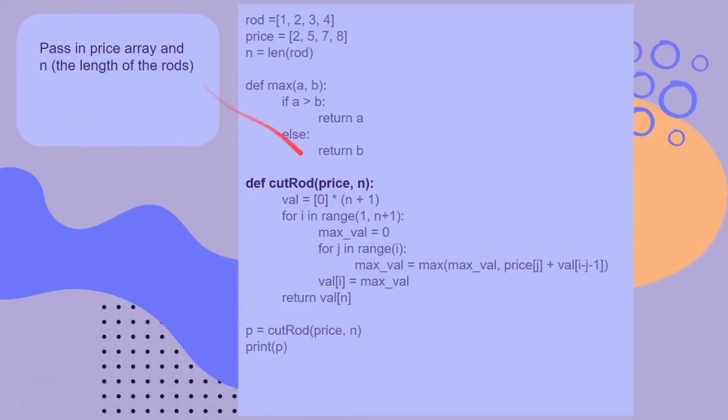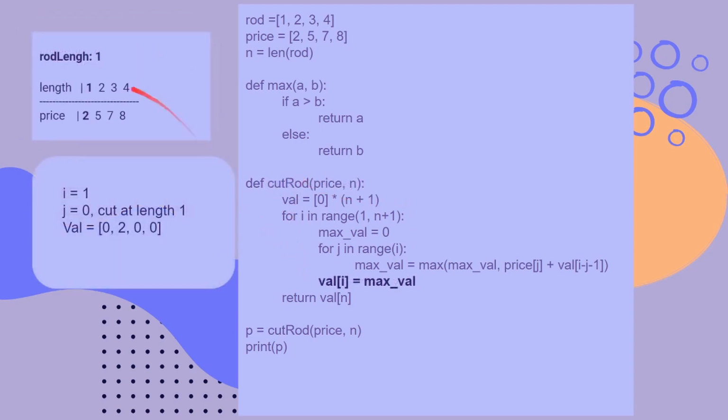Pass in the price array. For this function that we're going to be using, you pass in the price array and the length of the rod. This function is the one that's cutting the rod and trying to find the biggest price. So when the rod length is 1, i is 1, which is the rod length, and j is 0, which means that you cut out length 1. So then the value would be 2.